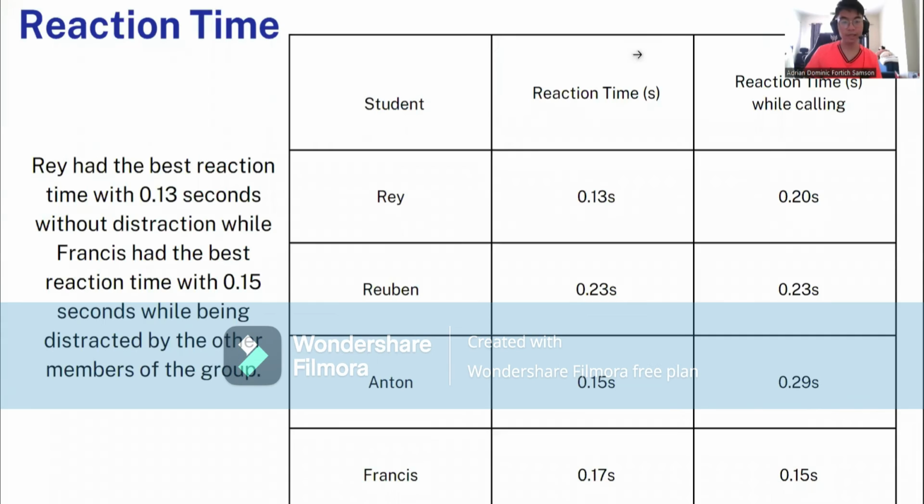And with that, these are the graphs that show the total displacement versus time graph and instantaneous velocity versus time graph. Finally, for Activity 4, reaction time, the following table shows the reaction time of catching a meter stick by the members of the group. The table shows the reaction time of the members of the group while dropping a meter stick without any signal and another while the other members are distracting the person doing the experiment. Based on the table, Ray had the best reaction time with 0.13 seconds without distraction, while Francis had the best reaction time with 0.15 seconds while being distracted by the other members of the group.